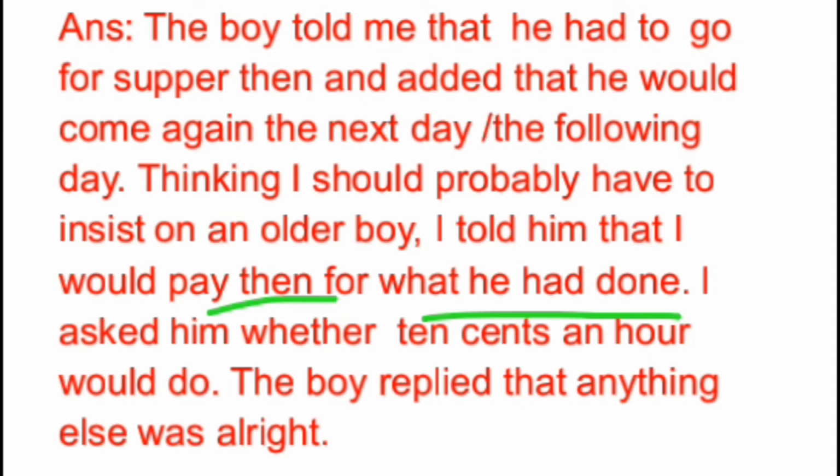Next one, ten cents an hour. So I asked him whether ten cents an hour would do. As it is a question without subject and verb, only the extension part is given in direct speech. So in indirect speech we have to mention the subject as well as the verb. That's why we have written whether ten cents an hour would do.